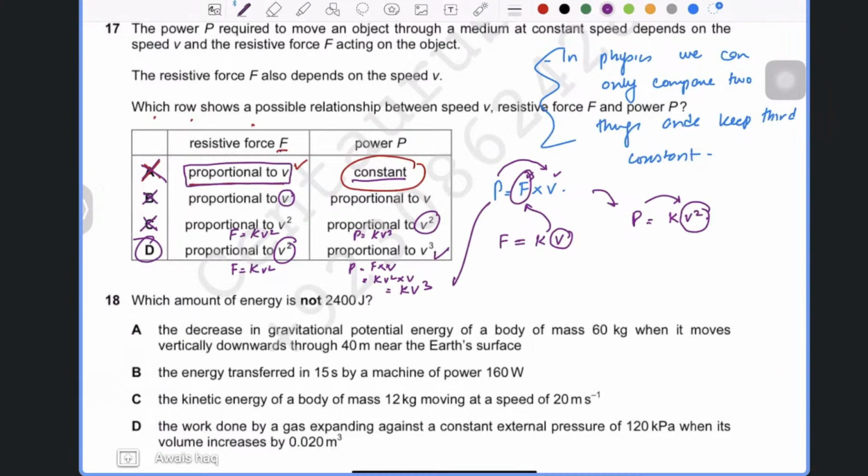Very difficult, right? It's a difficult question, but obviously you have to follow the rule that whenever you're comparing two quantities in physics, all the other quantities in that particular equation must be kept constant. Because force was not constant, we had to replace it. Is it clear? Yes.